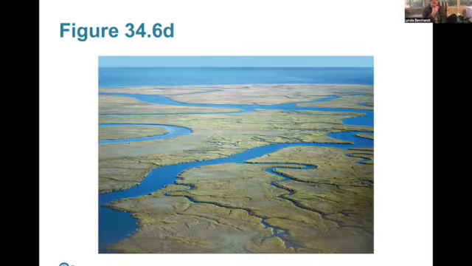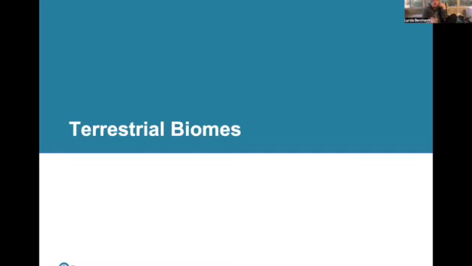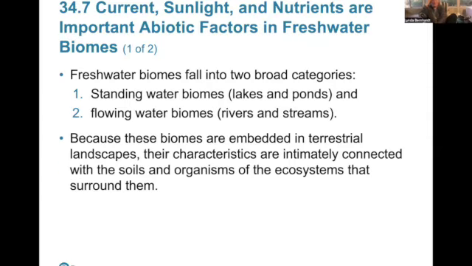And this one's supposed to be the Florida Everglades. All right. Freshwater biomes: we've got standing water and flowing water. Standing is going to be lakes and ponds, flowing is rivers and streams. Lakes and ponds. Well, let me go back one. There we go. Let me tell you the difference between lakes and ponds, because some people don't know.